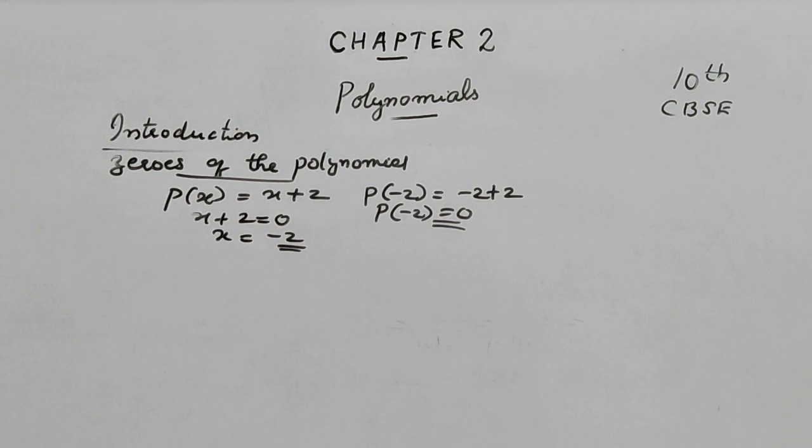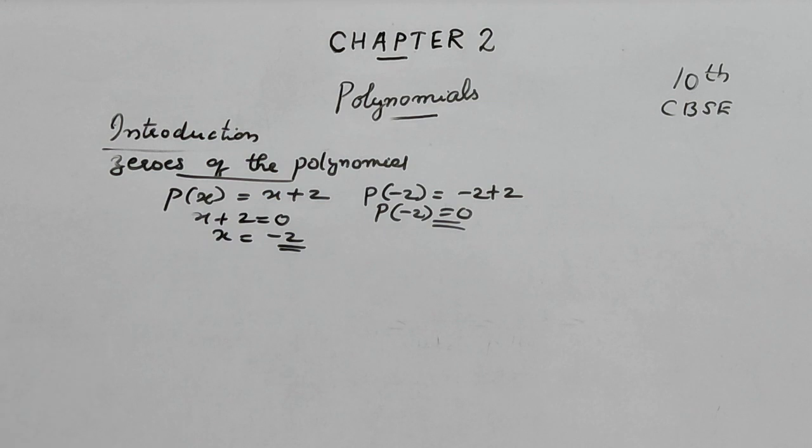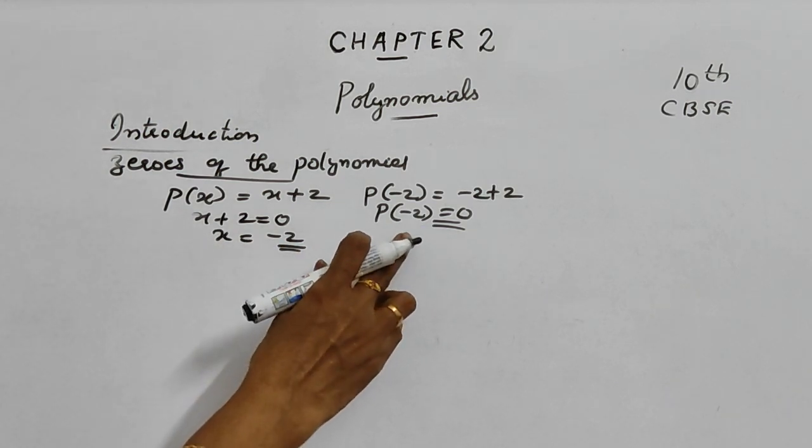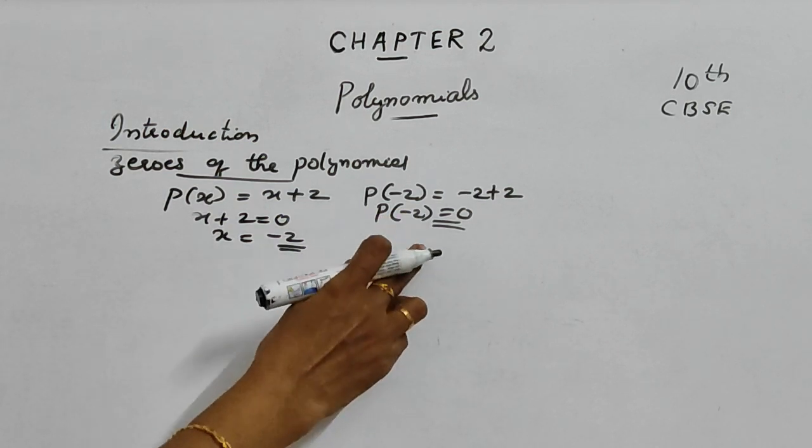See, the number of zeros of the polynomial is based on the degree. Here it is a linear polynomial, so it has only one zero. That is only one value for x. No other value satisfies this equation. How much is the degree? That many solutions or zeros we get. For a linear polynomial, only one zero. One solution is called by the name zero.